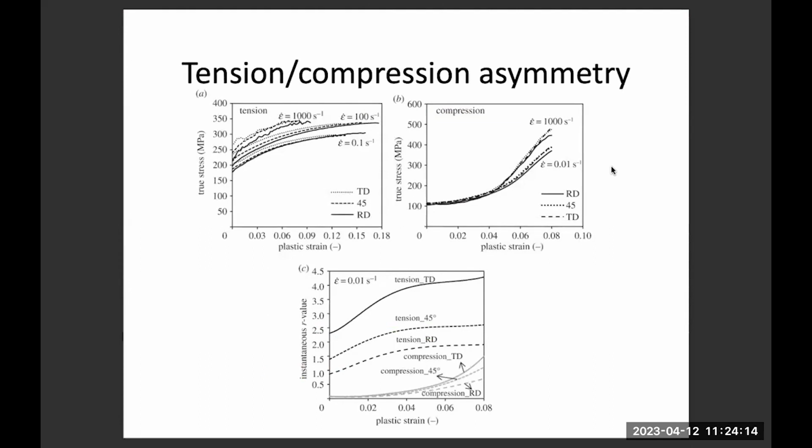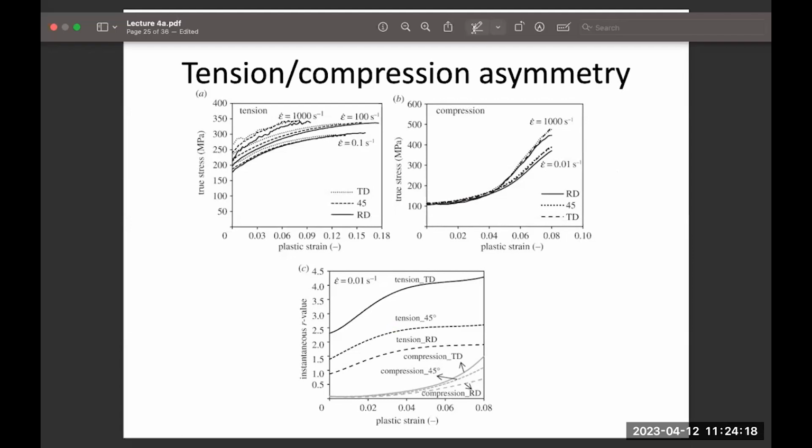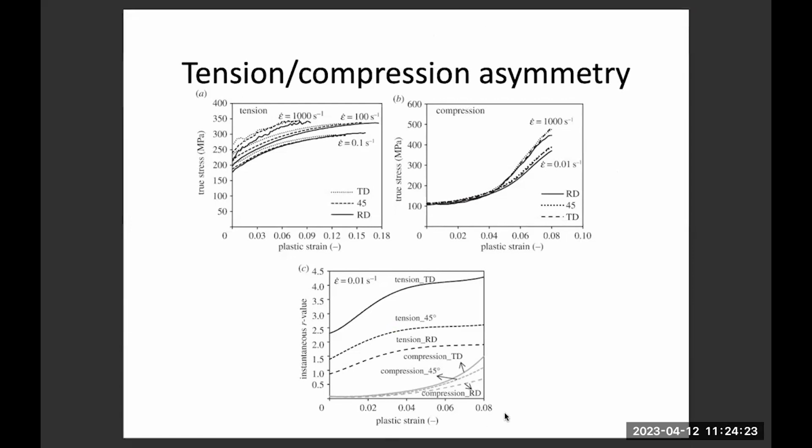Of course, for BCC, we have tension-compression asymmetry. What I mean by that is, under tension we have elasticity and plasticity, but for compression, the tensile strength under compression is greater than the tensile stress under tension. So this is sigma UTS under tension and sigma UTS under compression. This guy is greater than this guy.